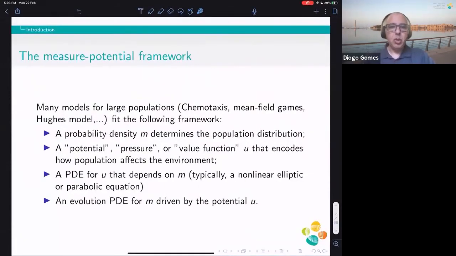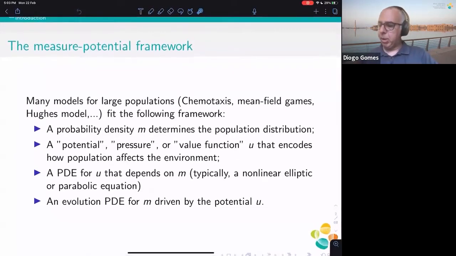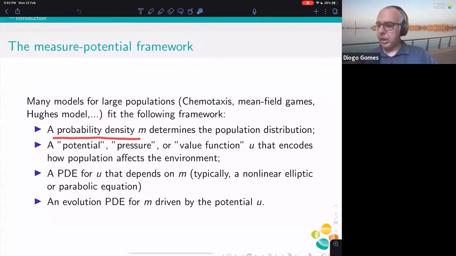models. So the way I like to explain mean field games is something that I call the measure potential framework. And the idea is that you look at models with large populations. And these models quite often fit the following framework. You describe the population by a probability density. And this probability density determines the population distribution.